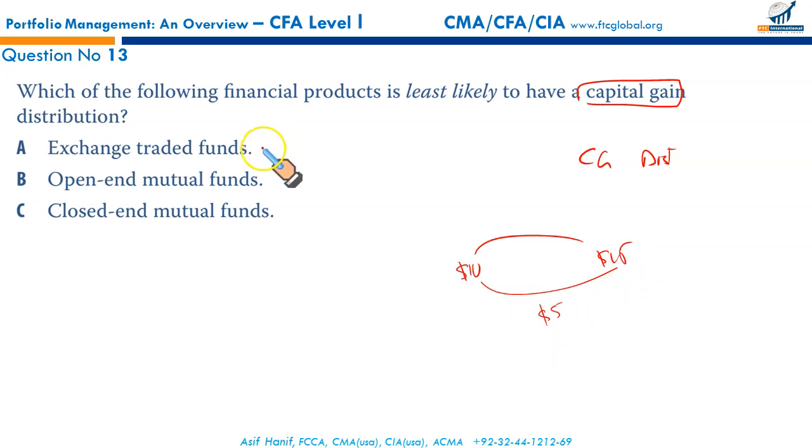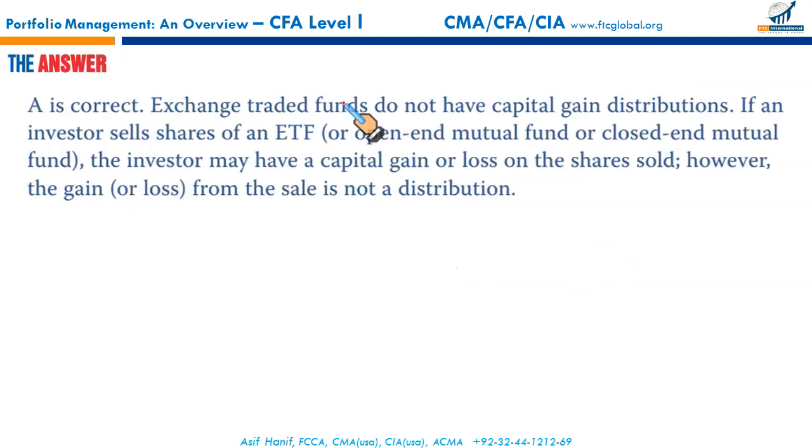So exchange traded funds can result in capital gain. When you buy and sell an exchange traded fund and you generate a return like this, this is the capital gain. But exchange traded funds do not distribute the capital gains among the investors. There is no capital gains distribution in exchange traded funds. So that makes A the correct option.